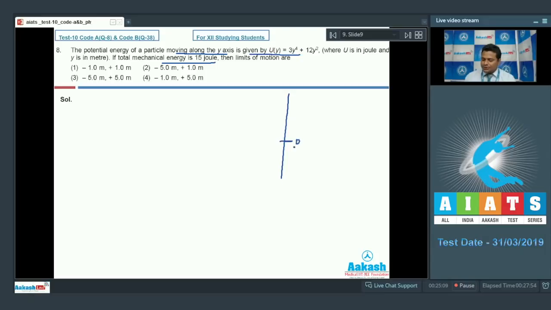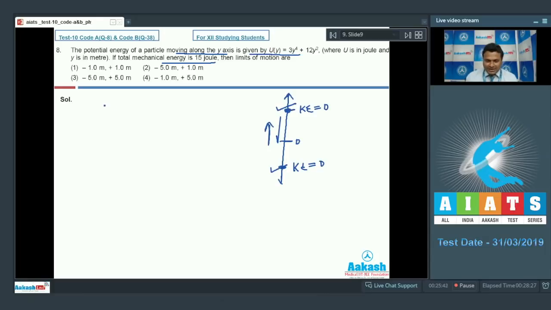This is the origin, suppose. So what will be the range of motion? Now in order to calculate the range of motion, suppose these are the boundaries or these are the ranges from here to here, meaning the particle is confined to move within this range. It means the kinetic energies at these points will be what? 0. Means the kinetic energy at boundaries will be 0.